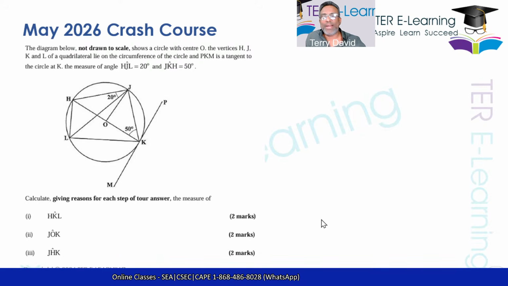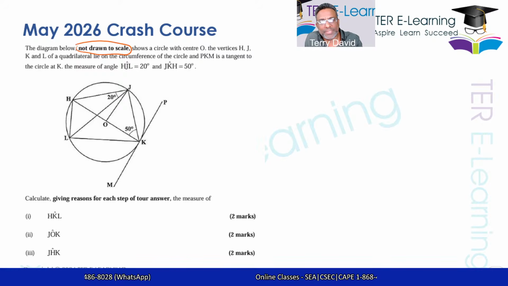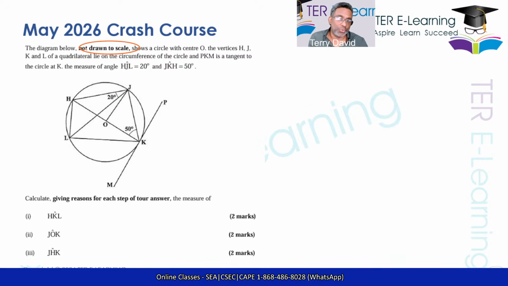Okay, so we have a diagram here, not drawn to scale. I want you to pay attention to this. A lot of the diagrams that CXC is going to give you pertaining to circle theorems are definitely not drawn to scale. So don't look at the diagram and assume certain things, right? Don't do that. Only go with what is told to you in the question.